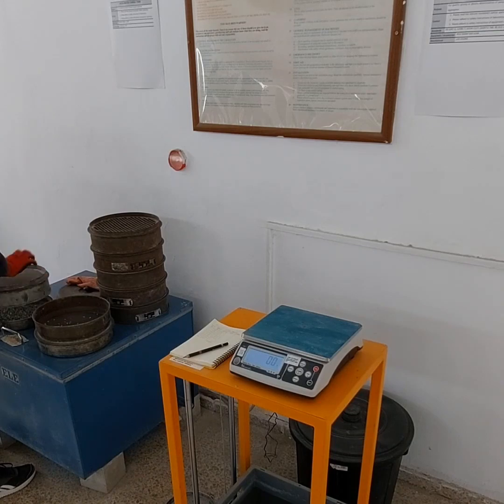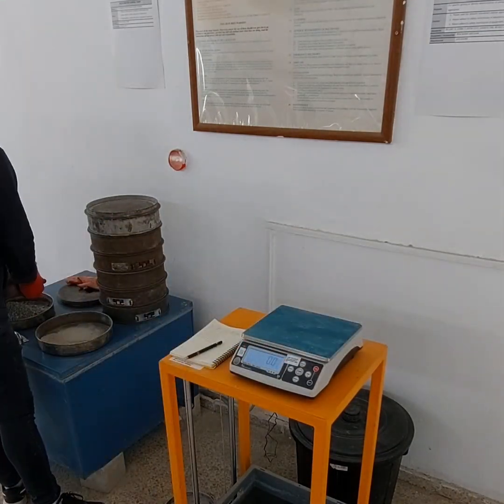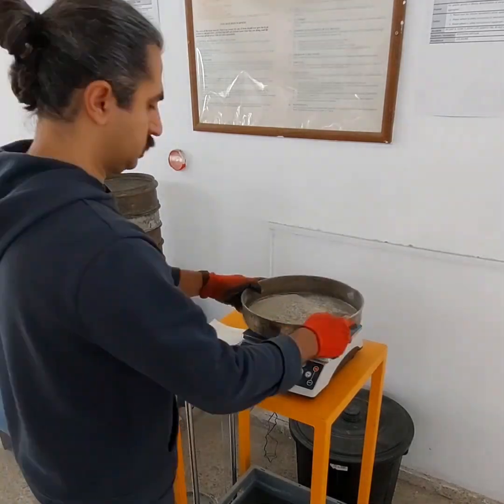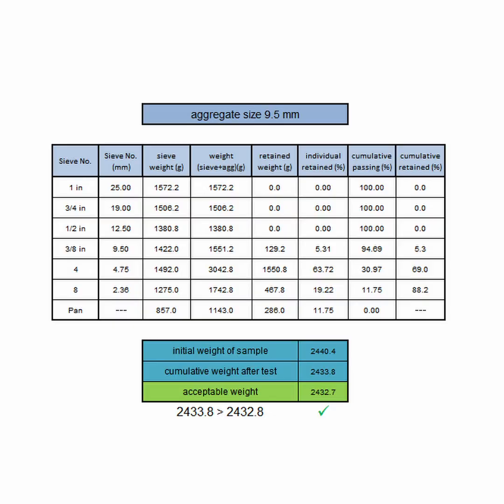Now, I did the same process for the other 2 aggregate sizes, and I wrote down the results. But to save time, I won't show you the same procedure for those. Alright, let's dive into the calculation part. So, in the next pictures, you can see the values we found during the test.